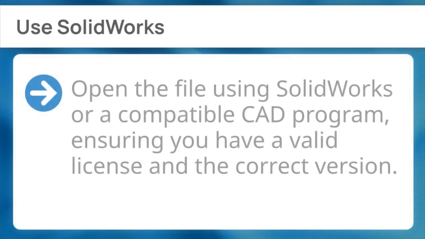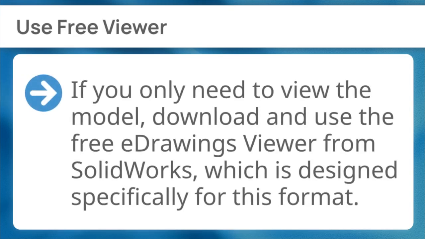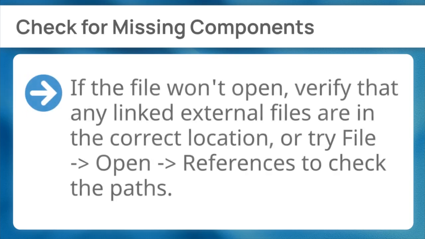First, use SolidWorks. Open the file using SolidWorks or a compatible CAD program, ensuring you have a valid license and the correct version. Next, use Free Viewer. If you only need to view the model, download and use the free eDrawings viewer from SolidWorks, which is designed specifically for this format. Finally, check for missing components. If the file won't open, verify that any linked external files are in the correct location, or try File, Open, References to check the paths.